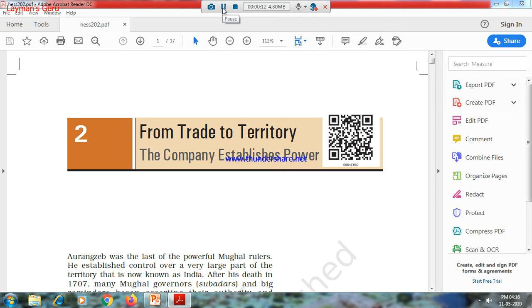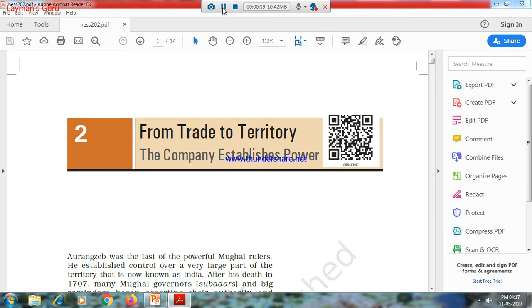Hello friends, today we are going to see 8th standard NCERT book 2nd chapter, From Trade to Territory. The company establishes power is the heading. How the company is establishing the power, that is what we are going to see. But first we need to understand what they came to India for. They came for trading. Why they became rulers, that is what we have to see.